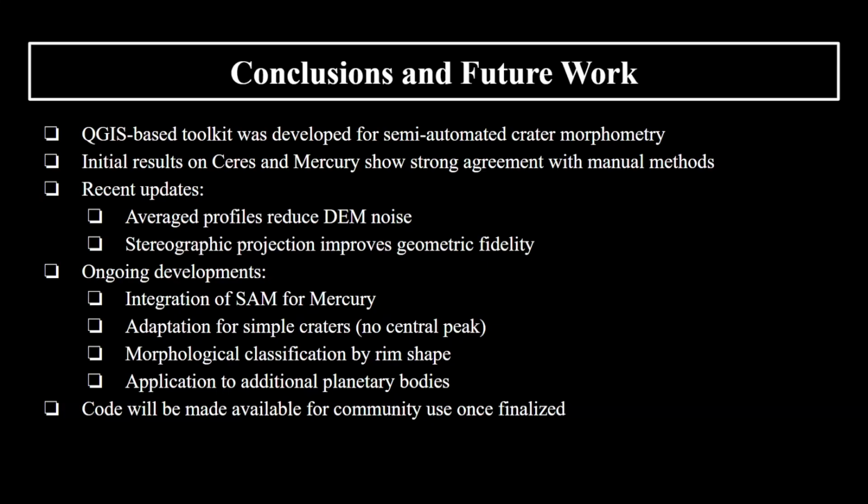And finally, I want to make this code available for the community to use. Probably I want to do this by the end of the year, but this only would include some integrations such as SEN for Mercury, and adaptation of the toolkit for simple crater and some basic morphological classification based on the reshape limit to circular elliptical forms.